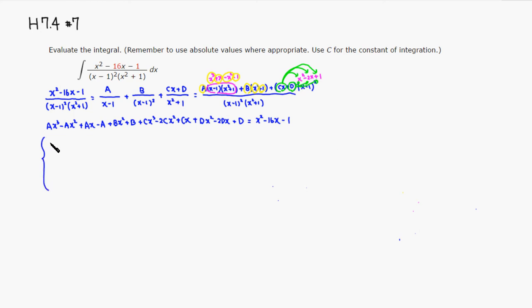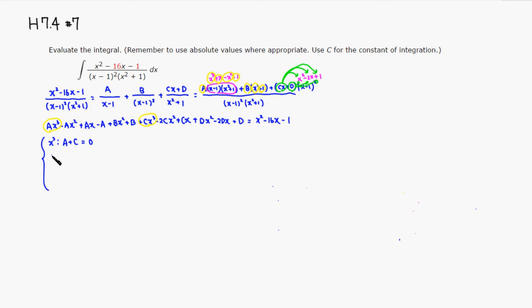So I'm going to collect the like terms and just look at the coefficients. Let's look at the coefficients of x cubed. We have a x cubed and another cx cubed, and that's it. So a plus c is the coefficient of x cubed. Since the right-hand side does not have x cubed, the coefficient must be 0.